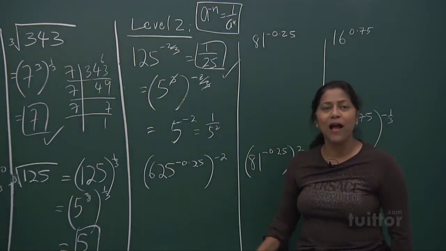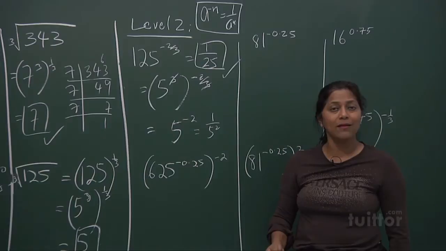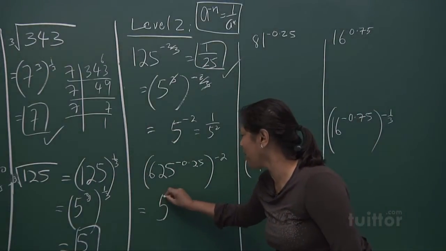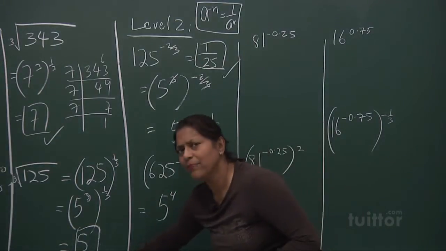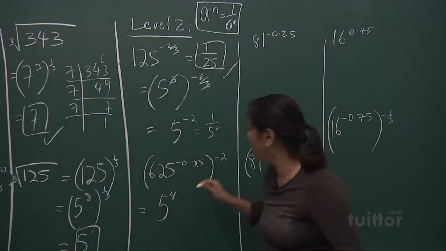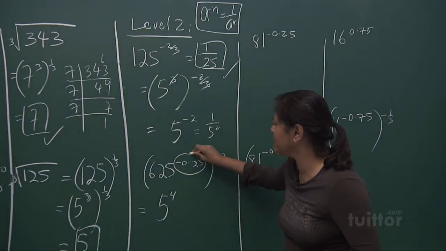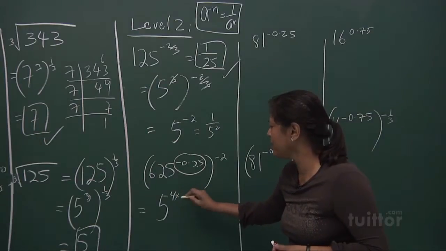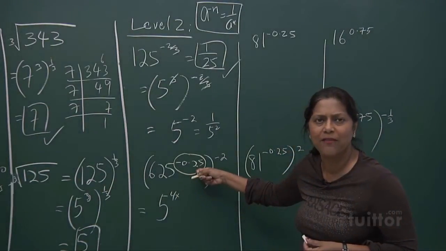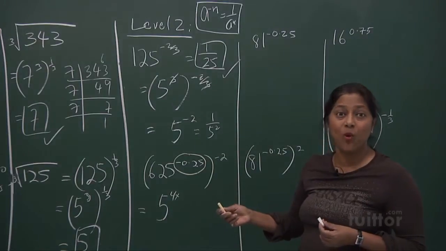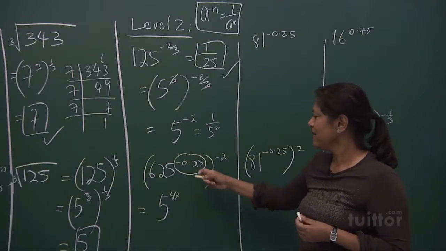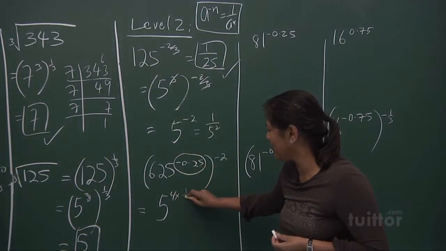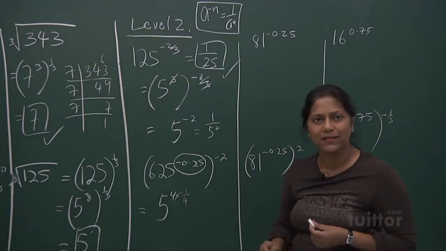Did you get 625 to be 5 to the power of 4? Very good. So 625 is 5 to the power of 4. And here we have a little power, which is minus 0.25. So you're multiplying. What is minus 0.25? 0.25 is 1/4, right? So change this decimal to a fraction, and this is actually a minus 1/4.